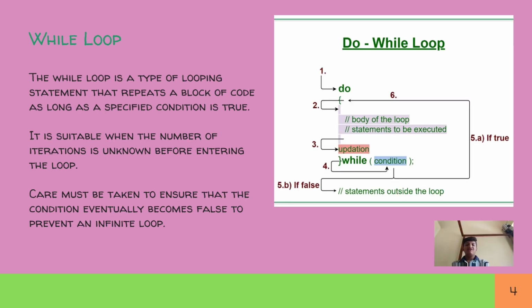Let's see about while loop. The while loop is a type of looping statement that repeats a block of code as long as a specified condition is true. It is suitable when the number of iterations is unknown before entering the loop. Care must be taken to ensure that the condition eventually becomes false to prevent an infinite loop.